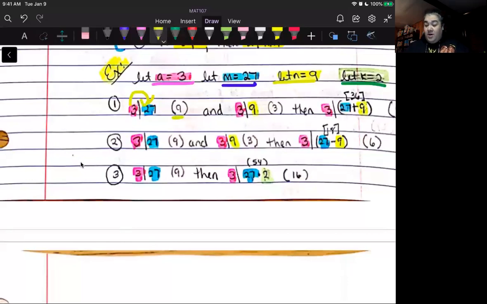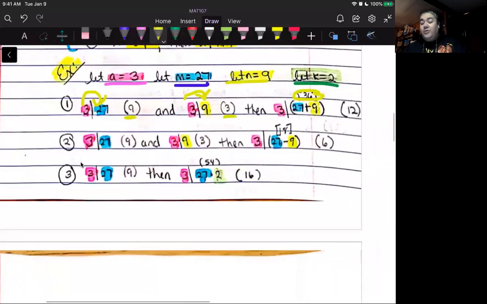And therefore, it will go into 9 evenly, which it does. It goes into 9 3 times with a remainder of 0. And it should, according to this theorem, then go into the sum of 27 plus 9 evenly. Well, 27 plus 9 is 36, and sure enough, 3 goes into 36 evenly, 12 times with a remainder of 0. Okay? Let's try another one.